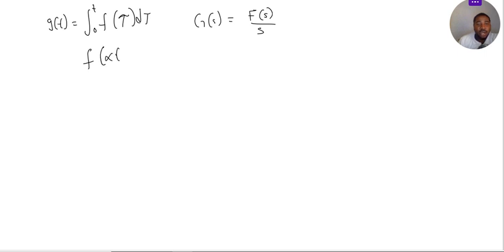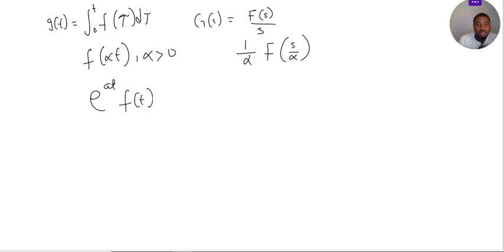Now quickly we are going to go straight to some familiar transforms. When you have f of alpha t, you remember, if alpha is greater than 0, then this transform is just going to be 1 over alpha, then you have f of s upon alpha. This is a straightforward transform. Then we have done this one, f of at, and clearly this is just 1 over alpha, then f of s upon alpha.